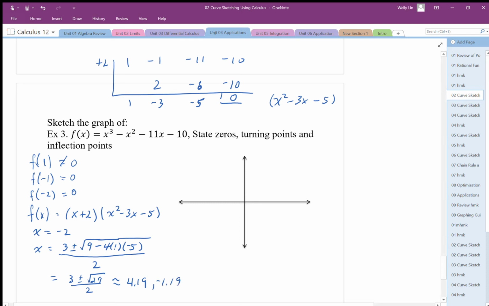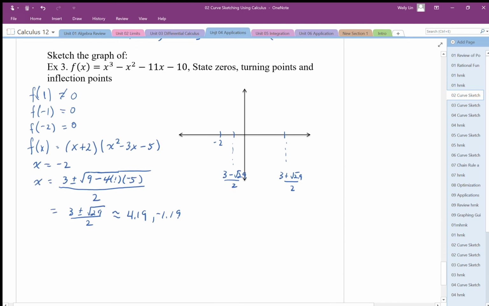Okay, so if I were to draw my roots in here, let's say that's negative 2. That's going to be 3 minus square root 29 over 2. And then we're going to have a point somewhere over here, that's about 4.19. So that's going to be my 3 plus square root 29 over 2. Okay, so those are my zeros.